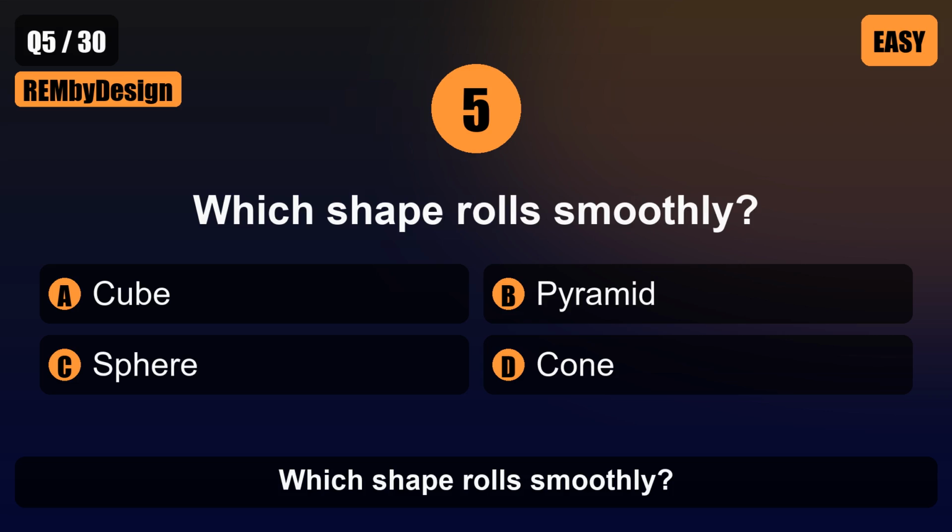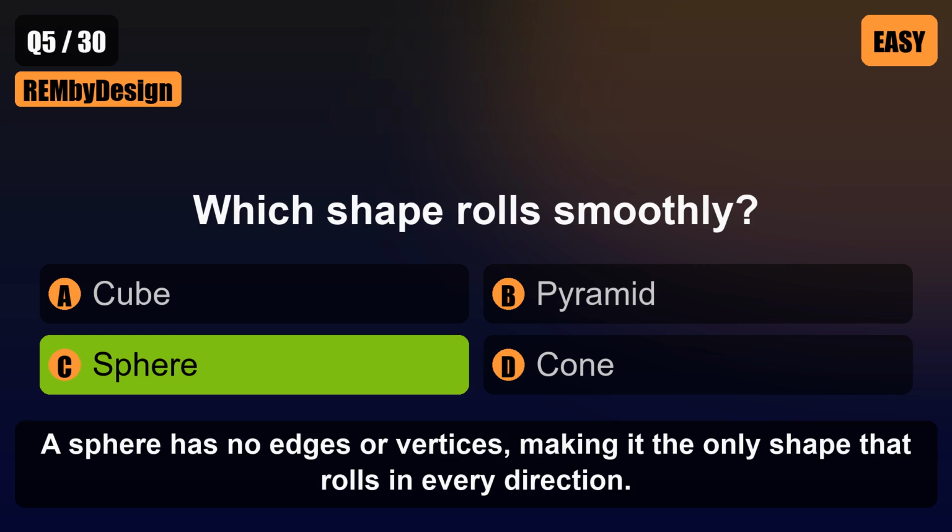Which shape rolls smoothly? A. Cube, or B. Pyramid, or C. Sphere, or D. Cone. The answer is C. Sphere. A sphere has no edges or vertices, making it the only shape that rolls in every direction.